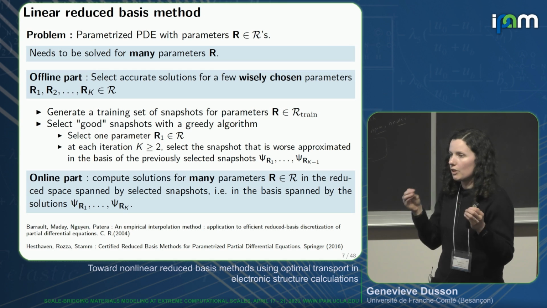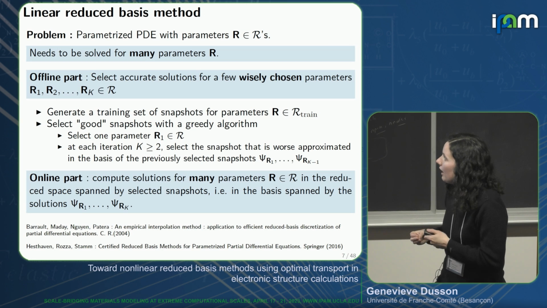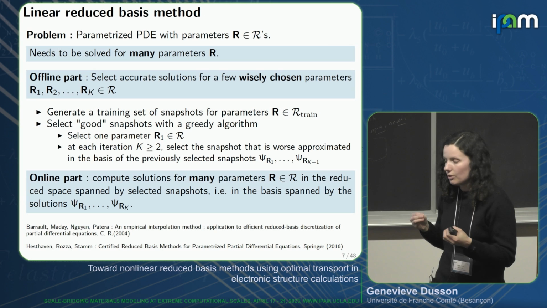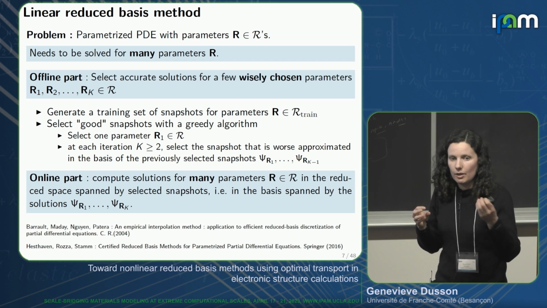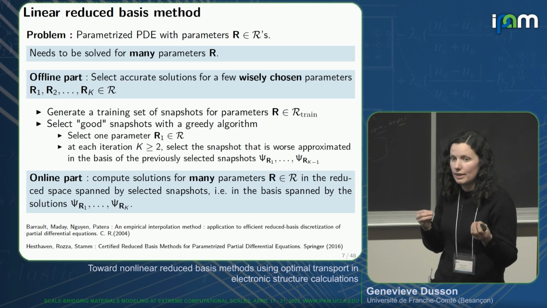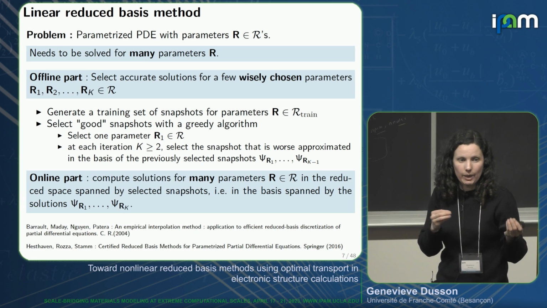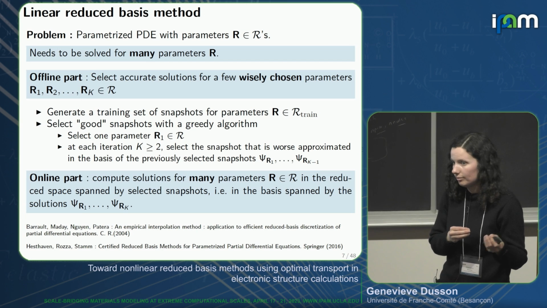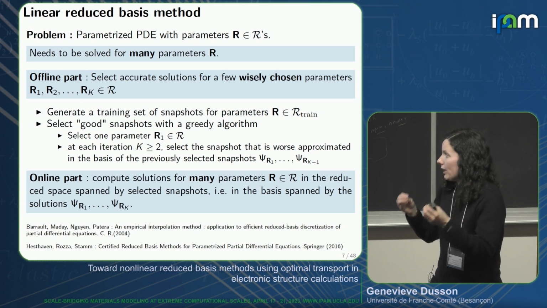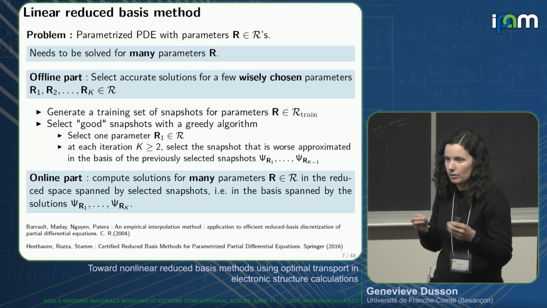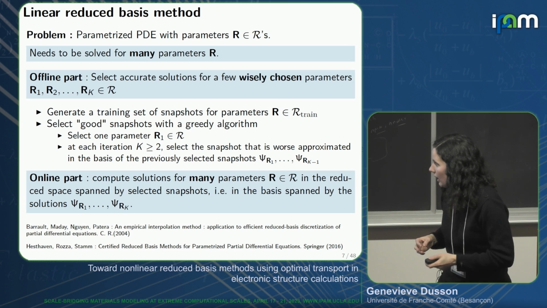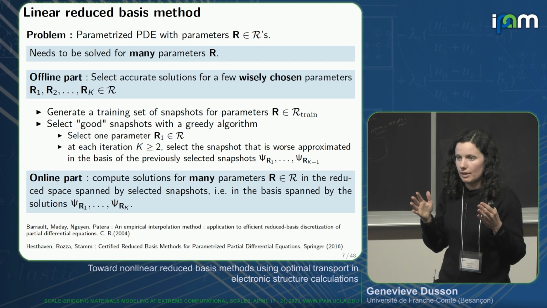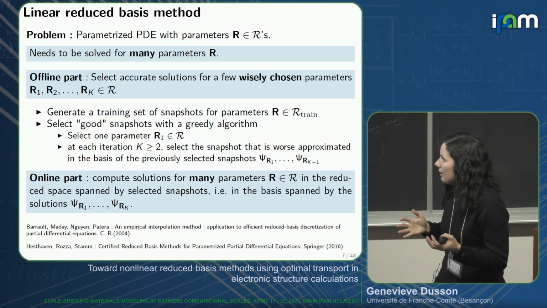The way it works is that in the offline part, first you generate a training set of solutions, and then you select the good solutions with a greedy algorithm. You start by selecting one parameter, and then at each iteration, you select the parameter so that the solution is the worst approximated by the previously selected solutions. So this gives you the new one, and so on, you collect all the snapshots that are least well approximated.